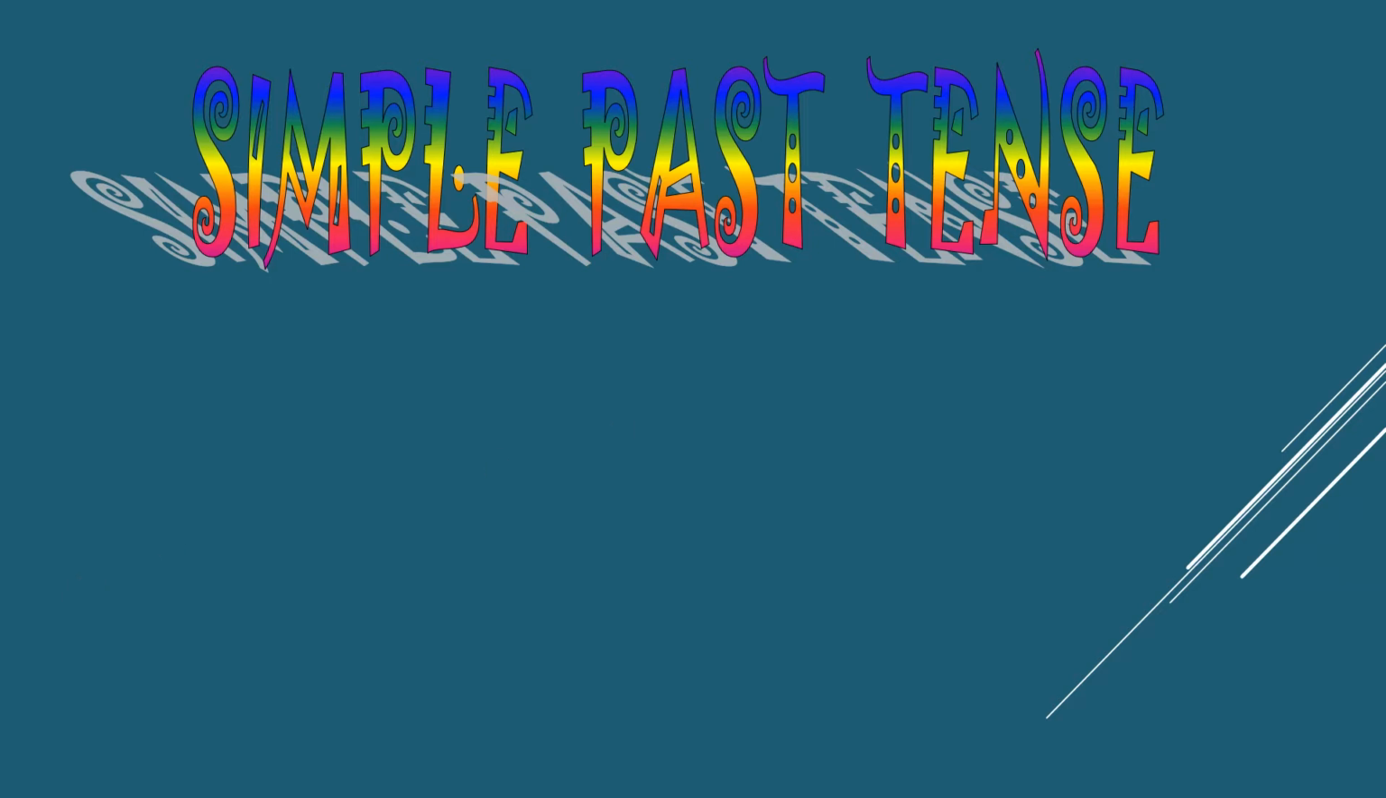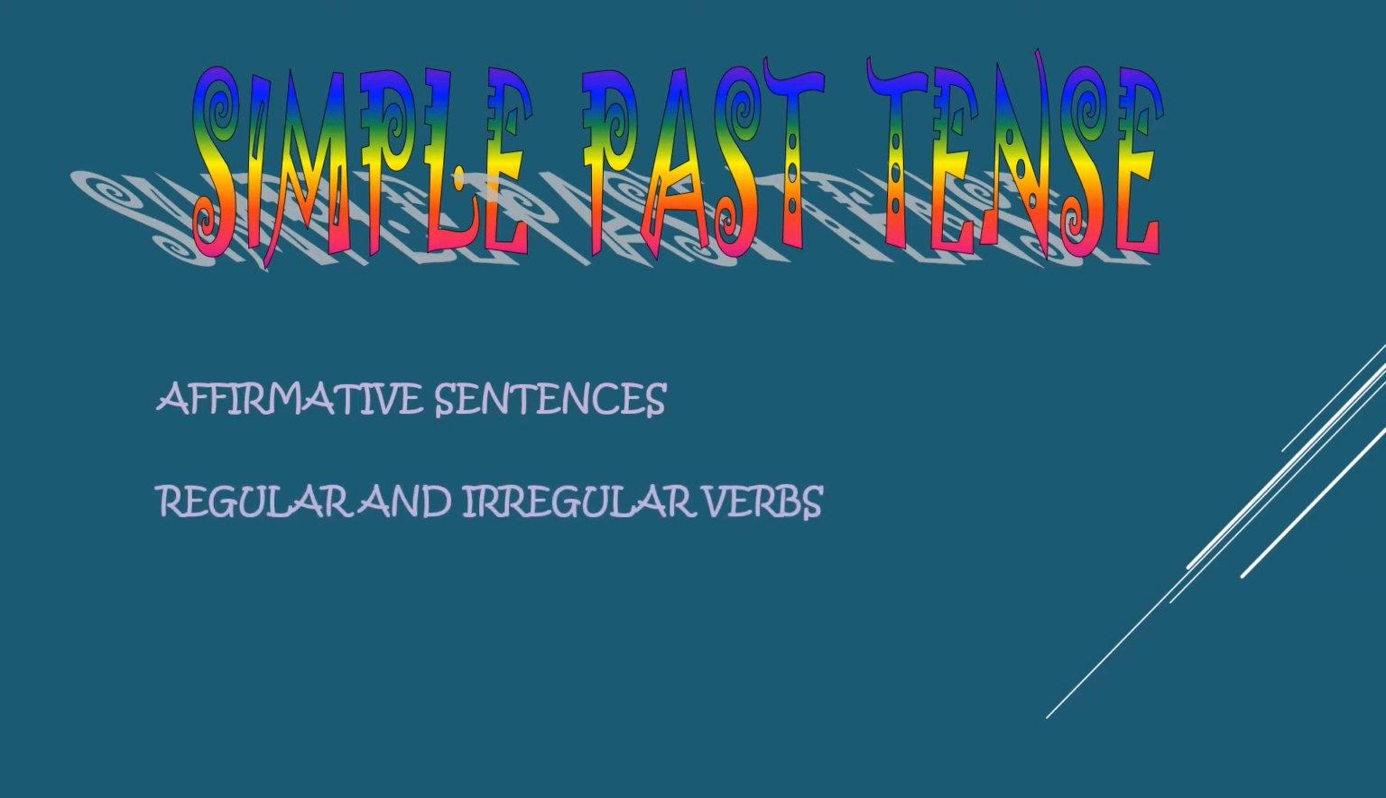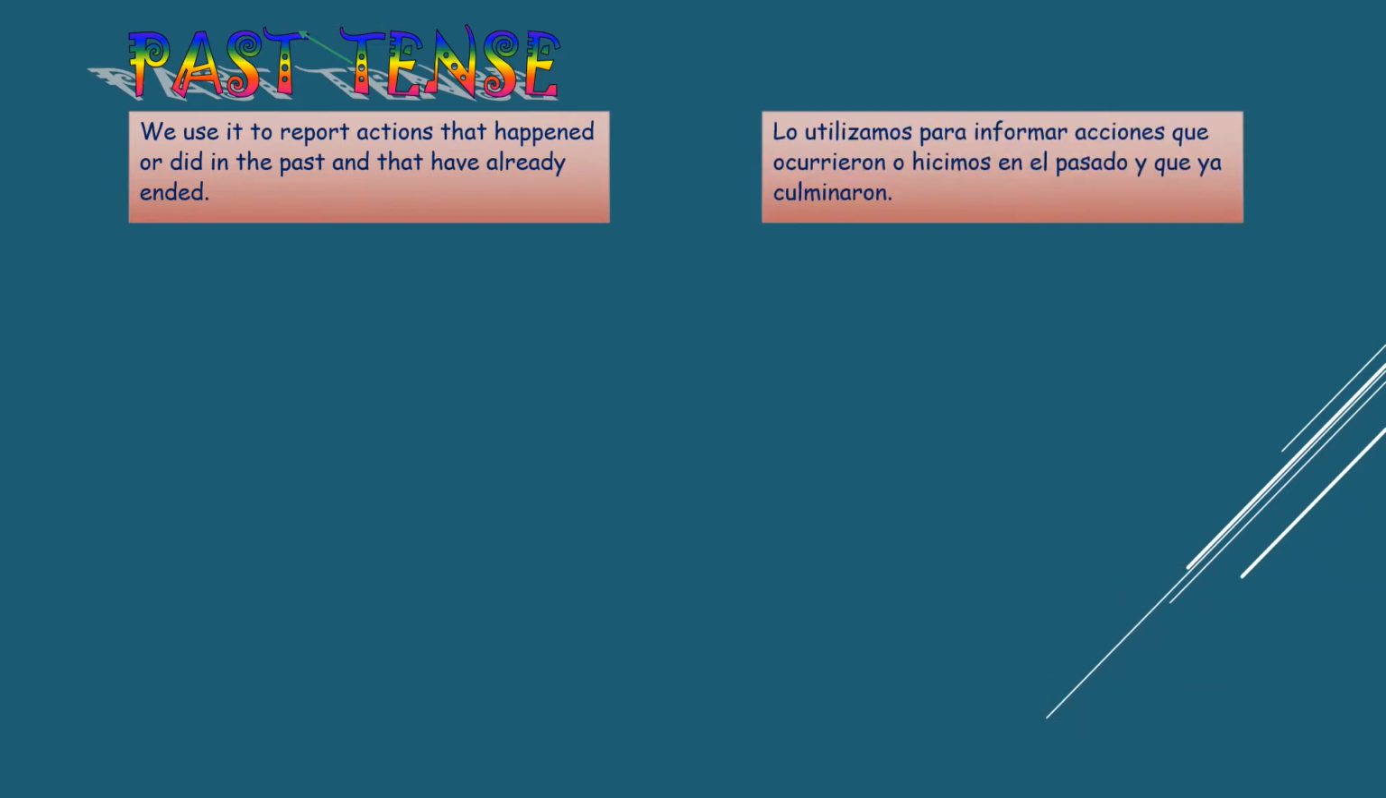Hi students. In this class, let's continue with the simple past tense, affirmative sentences, regular and irregular verbs, exercises. Past tense, we use it to report actions that happened or we did in the past and that have already ended. Lo utilizamos para informar acciones que ocurrieron o hicimos en el pasado y que ya culminaron.